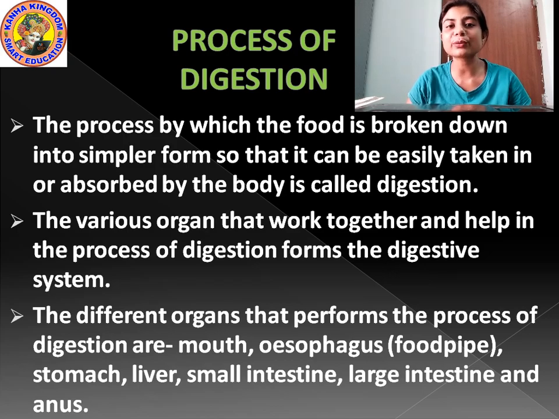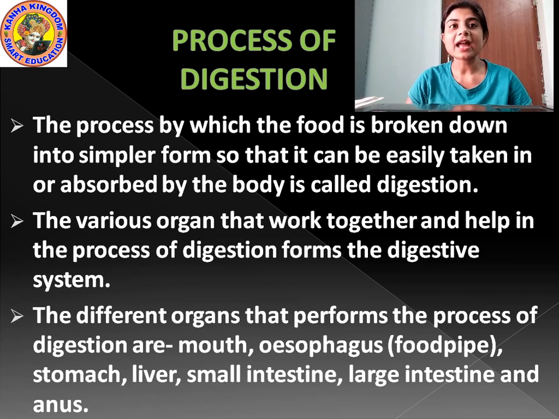The food that you eat, can you swallow it directly into your stomach without chewing or breaking it down into small pieces? We cannot eat it all together, right? So digestion is the process where the food that we eat is broken down into smaller pieces or simpler form so that it can be easily absorbed by our body.